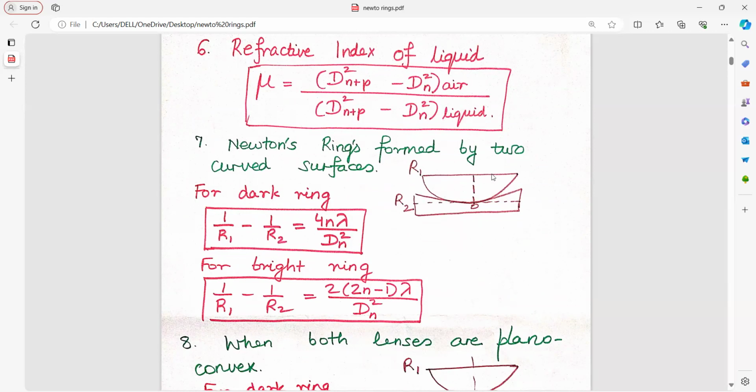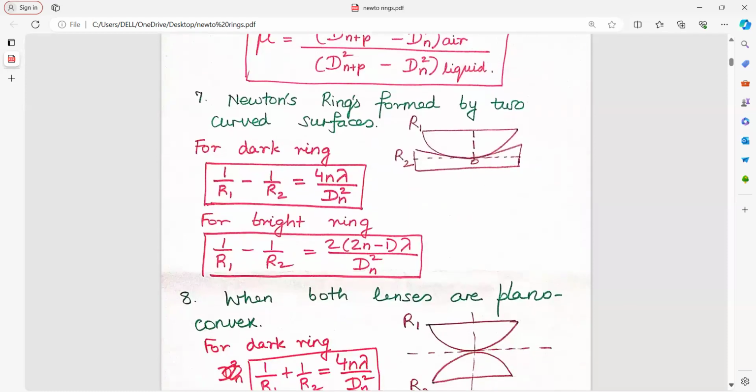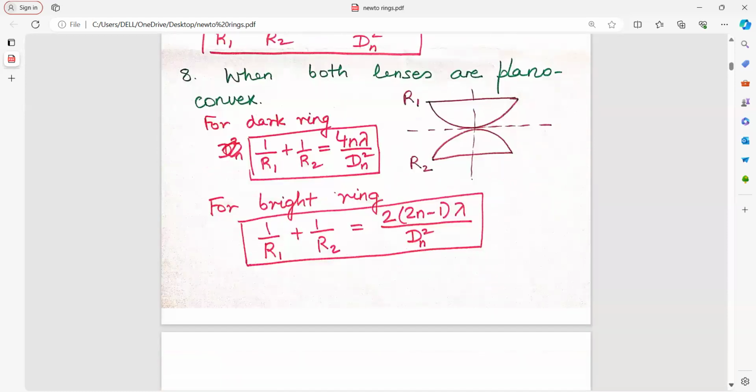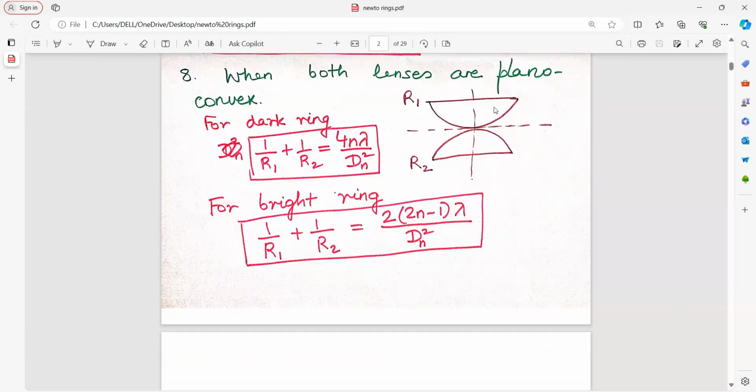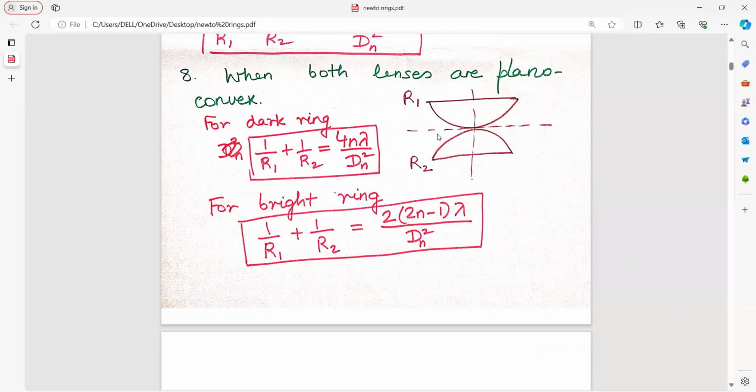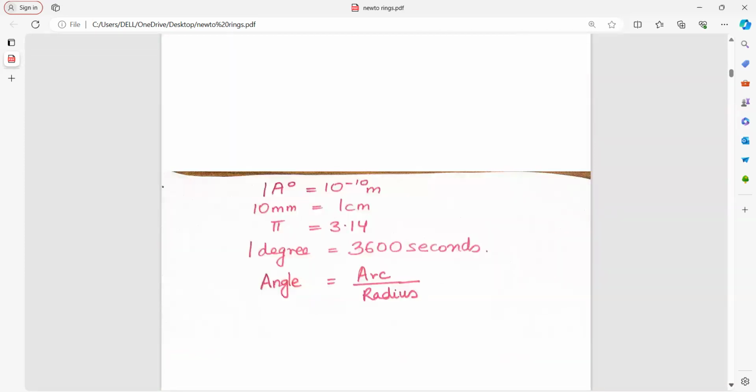Now, Newton's rings formed by two curved surfaces which are kept like this. Then for dark ring, 1 upon R1 minus 1 upon R2 is equal to 4n lambda upon Dn square. For bright ring, 1 upon R1 minus 1 upon R2 is equal to 2 into (2n minus 1) lambda upon Dn square. When both the lenses are kept in this manner, so that the thickness becomes the sum of these two thin layers, then for dark ring, 1 upon R1 plus 1 upon R2 is equal to 4n lambda upon Dn square. And for bright ring, it is equal to 2 into (2n minus 1) lambda upon Dn square.